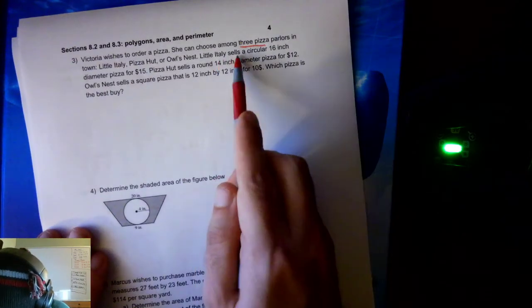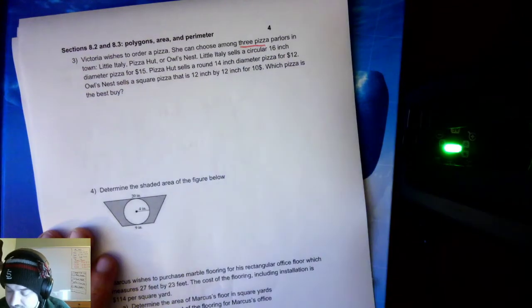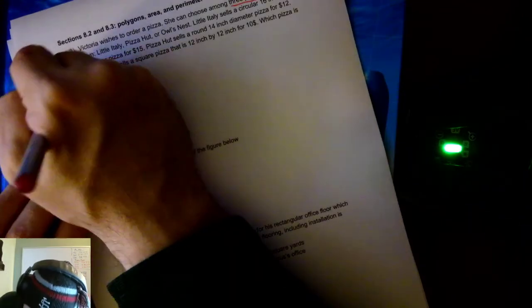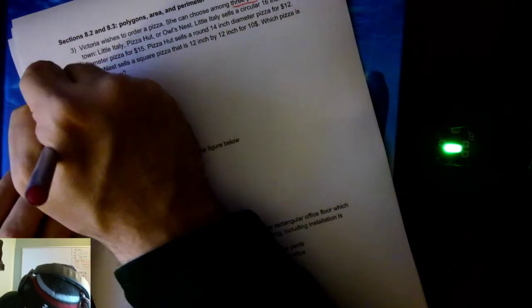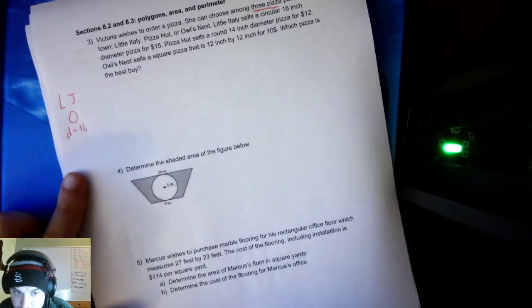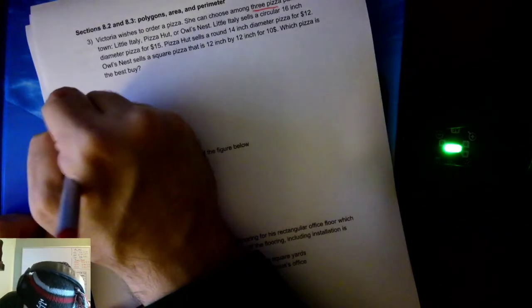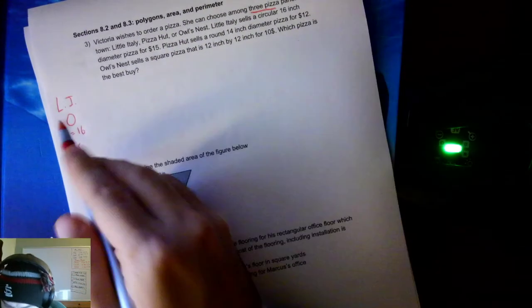Little Italy sells a circular 16-inch diameter pizza for $15. So I'm going to write Little Italy. They have a circular pizza. The diameter is 16, and it's $15, right? Alright, so that's Little Italy.